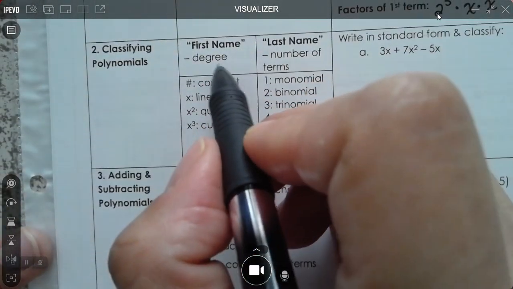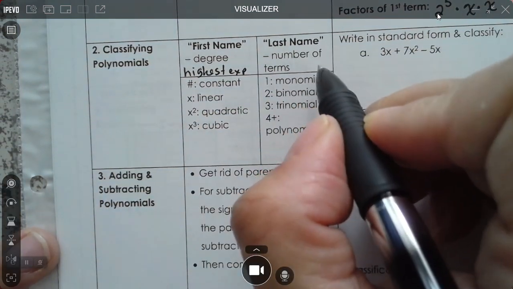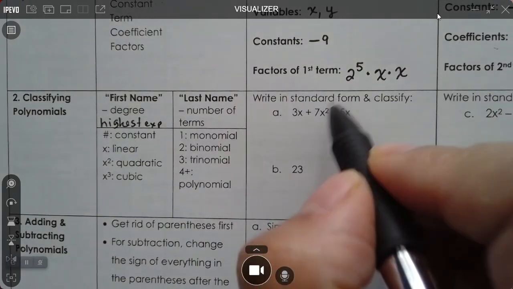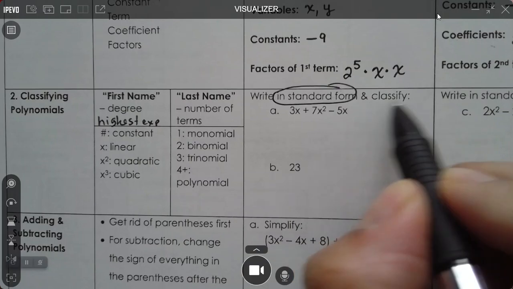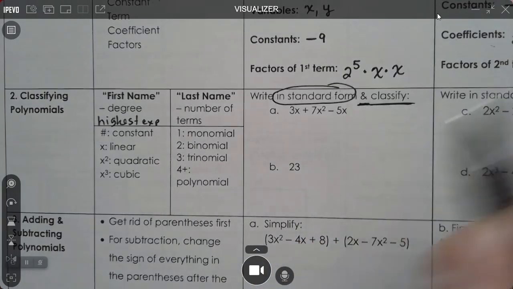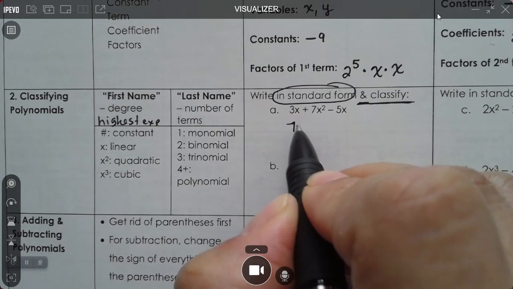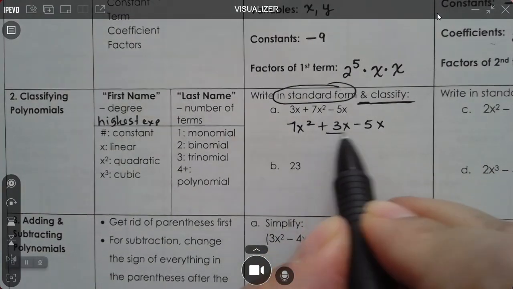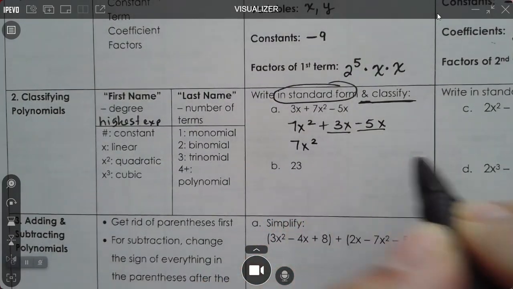Now we have to name our polynomials. It's another standard that we had to know. The first name is the degree, that's the highest exponent. The last name is the number of terms. So hopefully this is review. Standard form is when you write them from highest degree to lowest degree. Clear? Then we classify them. First we need to rewrite this because the middle term needs to go first. So it's 7x squared plus 3x minus 5x. These are like terms. Do y'all see that? 3 minus 5 is not 2, it's negative 2.